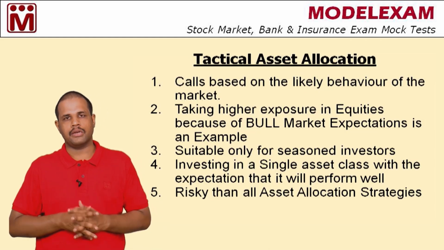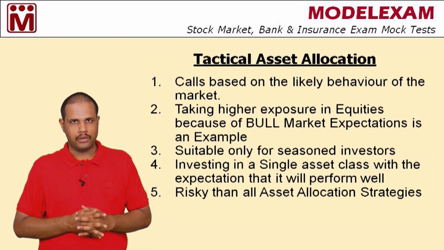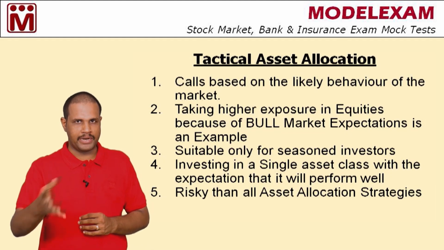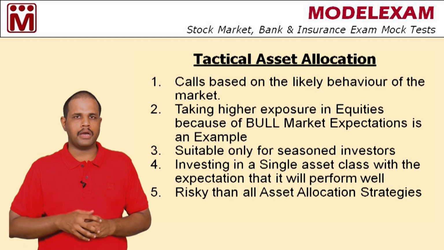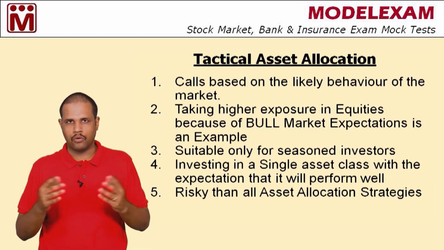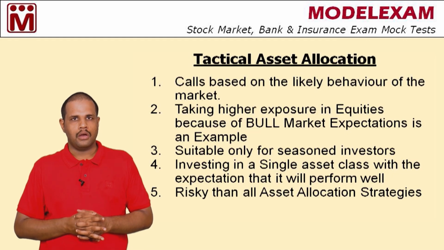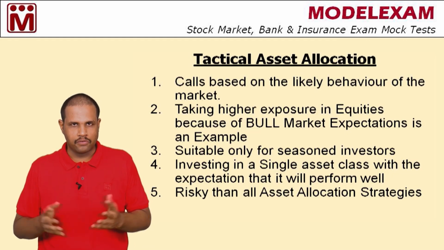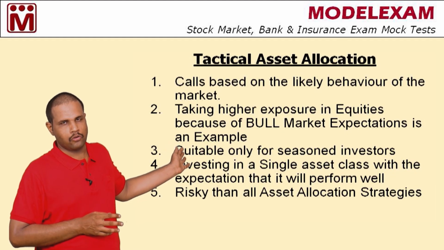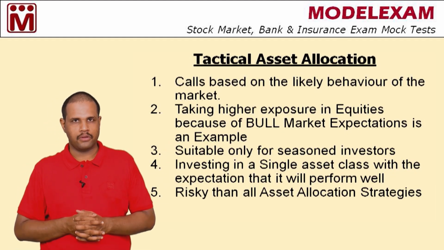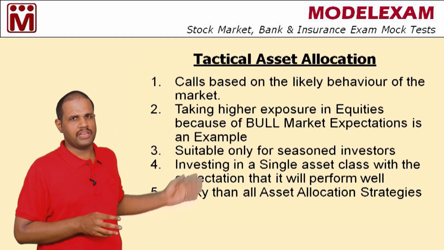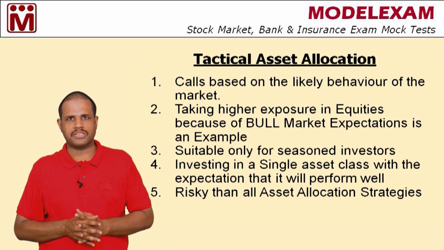This asset allocation never follows any method. It simply follows which asset class will perform better, and we will dump the funds in that particular asset class. So there is no diversification as such, and it is very, very risky to go by tactical asset allocation. So only investors with huge surplus are capable of doing tactical asset allocation. So these are the various asset allocation strategies we have.